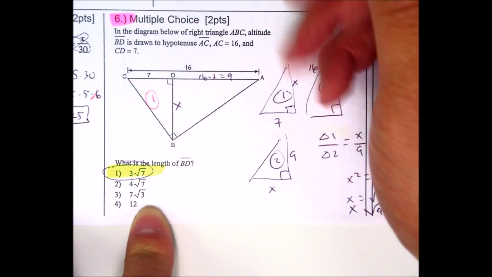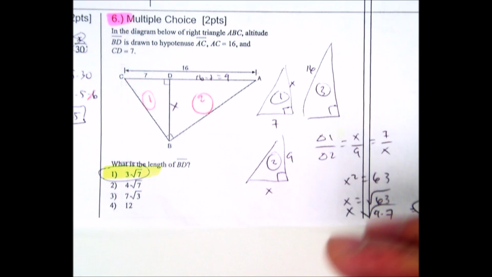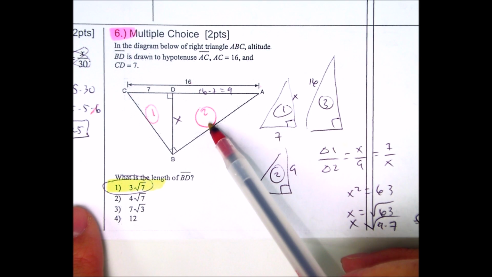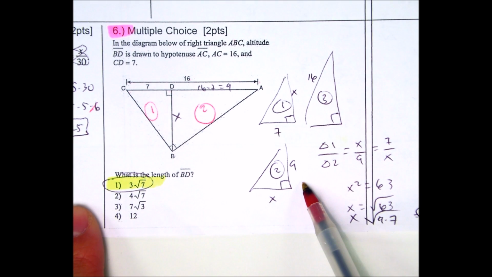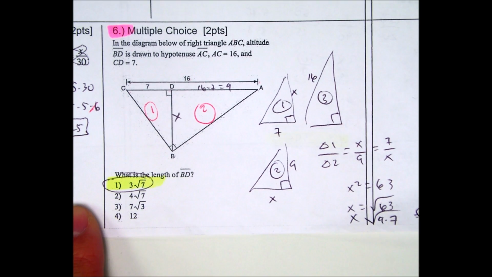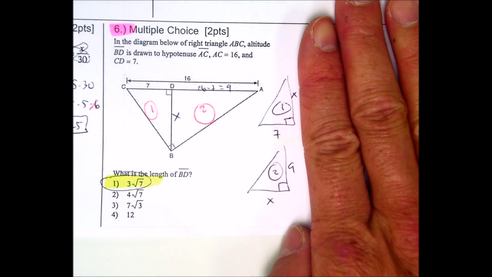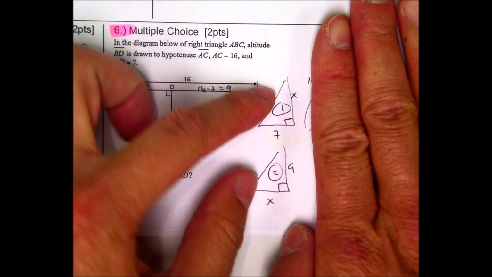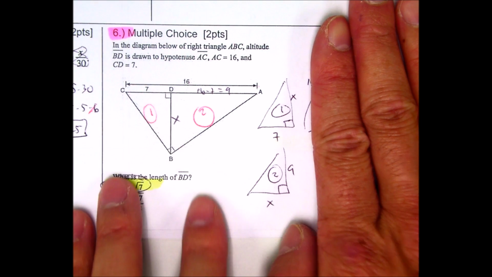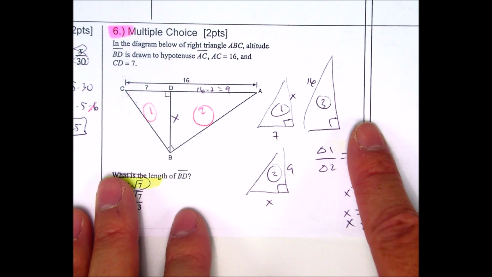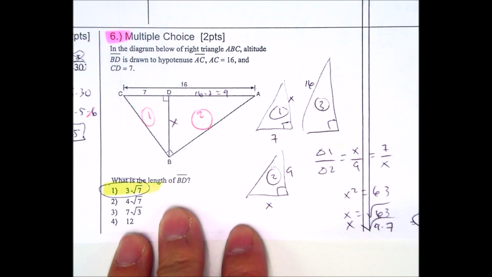If you made this one triangle number 2, the short leg would be X and your long leg would be 9. Okay? Now if you think about it, you actually only need 2 triangles. The only reason you need 2 triangles is because you have both the long legs and the short legs. You don't need the third triangle, because you have long leg to long leg, short leg to short leg.